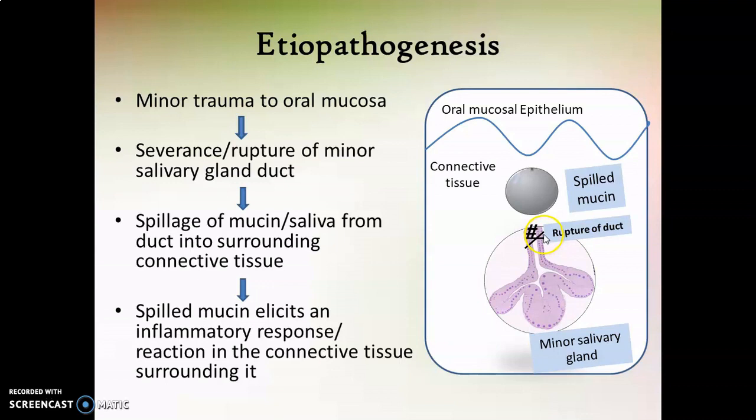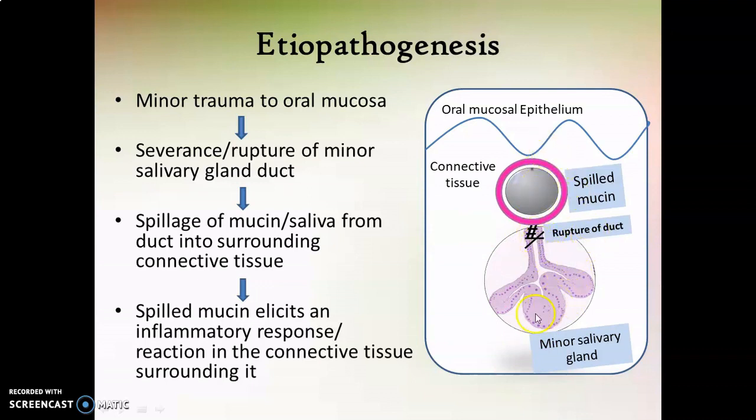So the rupture of the salivary gland duct causes the spillage of mucin present within it into the connective tissue. Mucin or saliva is carried within the lumen and the duct of the salivary glands. When this mucin is spilled out into the connective tissue, it is like a foreign body to the connective tissue and it elicits an inflammatory reaction surrounding this area of spilled mucin like this.